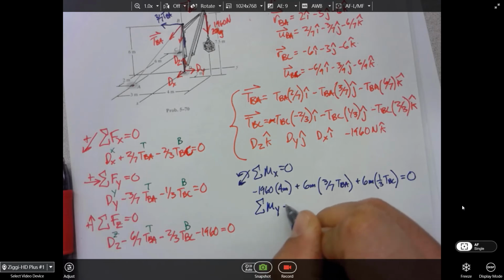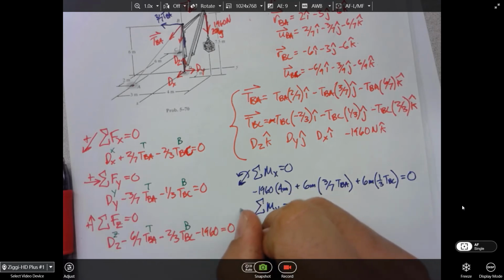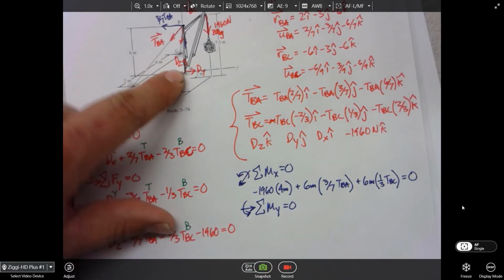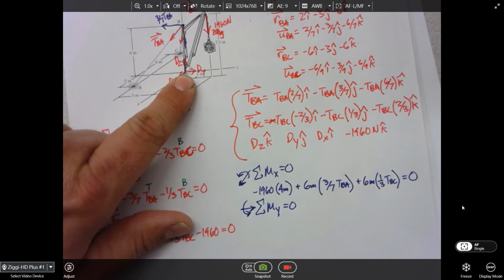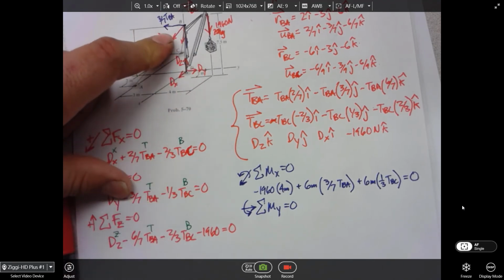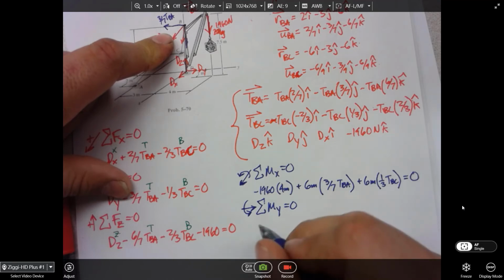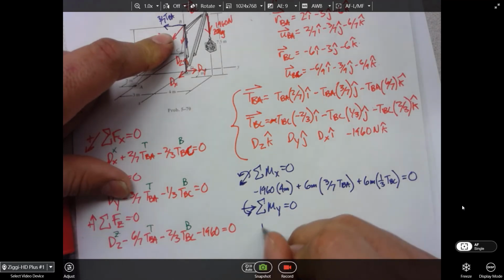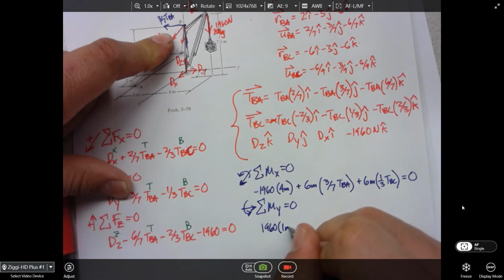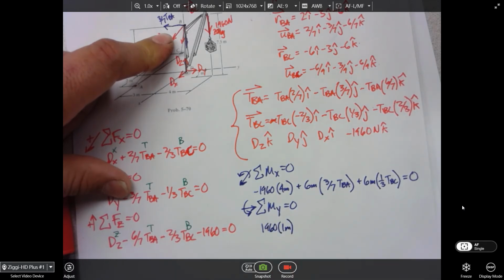Now we can sum the moments about the y-axis, with that way being positive. None of these guys cause a moment about the y-axis. Does the 1960? A little bit, right? Positive or negative? Positive. 1 meter is its lever arm. Good job, Michael.